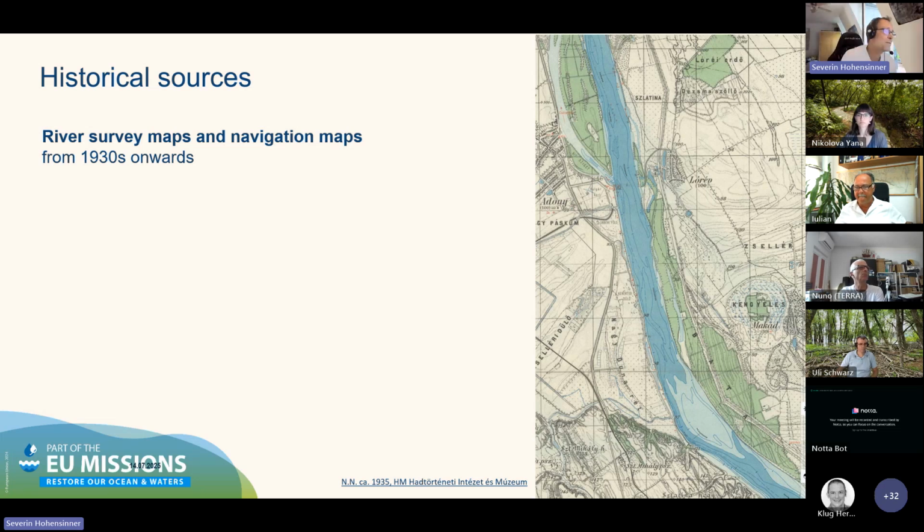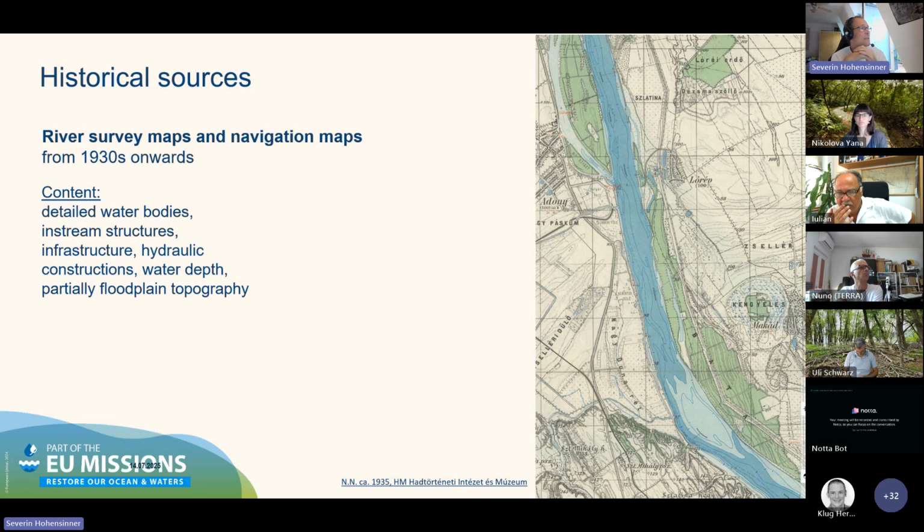There's a whole series of maps from the 1930s in Hungary. Really a good example. They show detailed water bodies, in-stream structures, infrastructure, hydraulic construction, water depth, and partially also the floodplain topography, as you can see here, shown in the form of ridges and depressions in the floodplain. Really highly suitable for detailed landscape reconstructions.